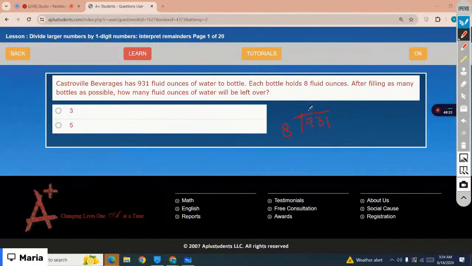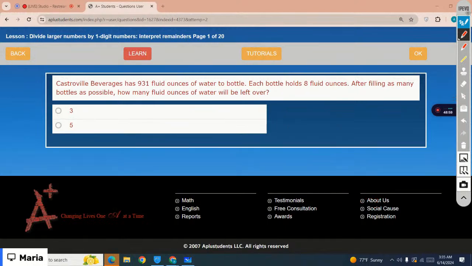8 times 1 is 8, 9 take away 8 is 1. Now you need to bring 3 down. 8 times 2 is 16. So you have to do 8 times 1 is 8. 13 divided by 8 is 5. Now we need to bring the 1 down. 8 times 6 is 48. 51 take away 48 is 3. The correct option is 3. Option number 1 is the correct option. The correct option is option number 1.